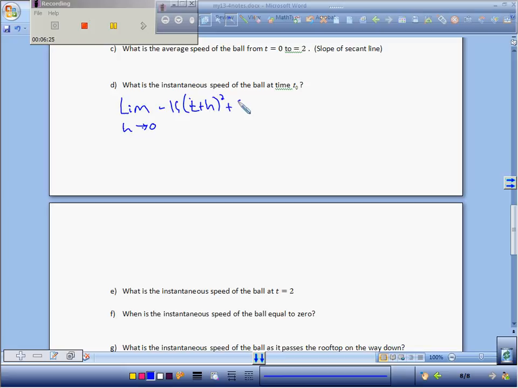Plus 80 times t plus h. Okay? Plus 96 minus, in parentheses, s of t, which is negative 16t squared plus 80t minus 96. Okay? Over this whole thing over h. It should be plus 96. Plus 96, sorry. Okay? Plus 96.